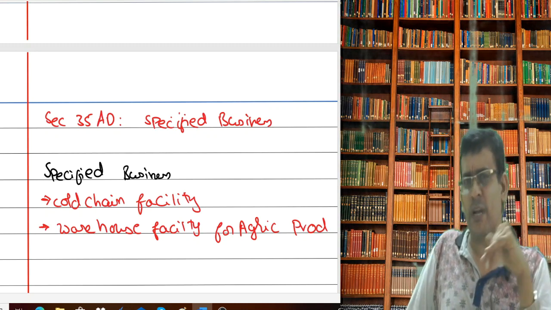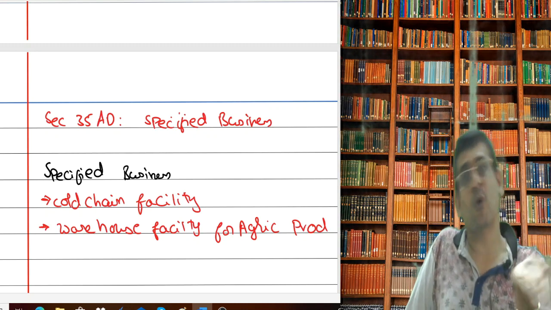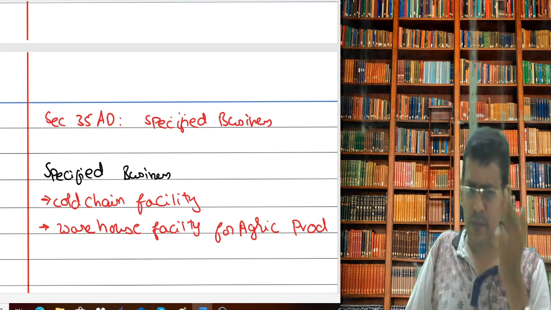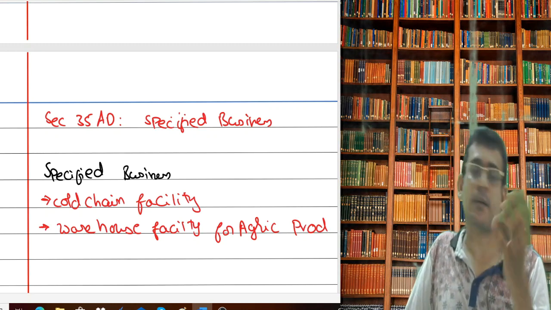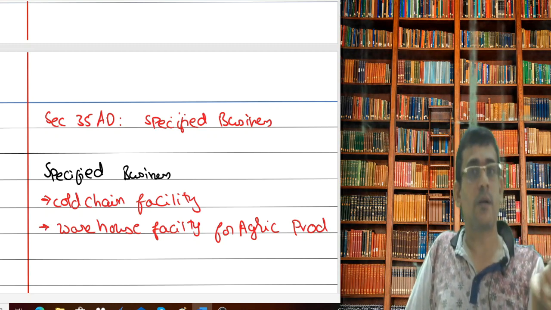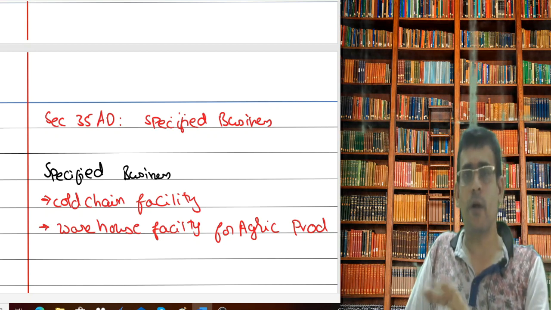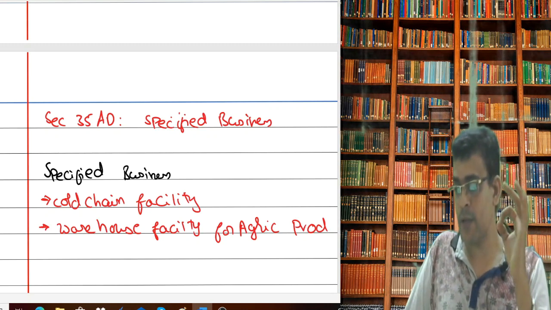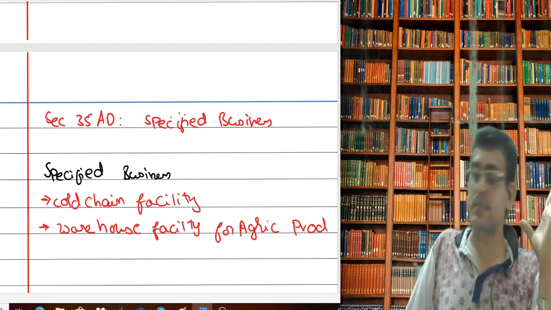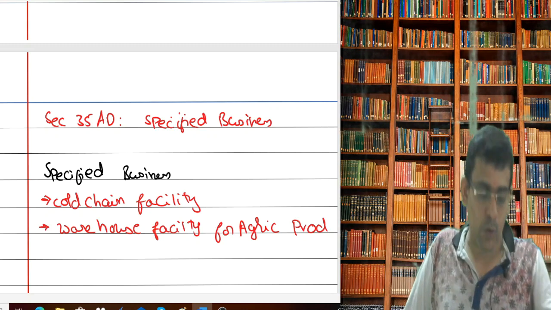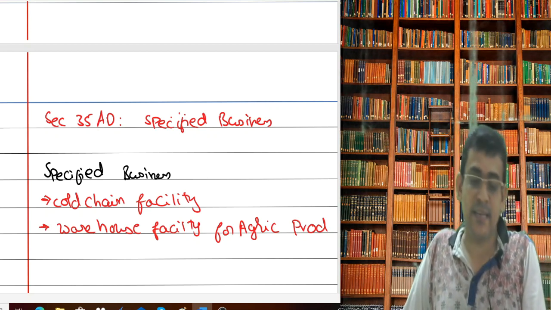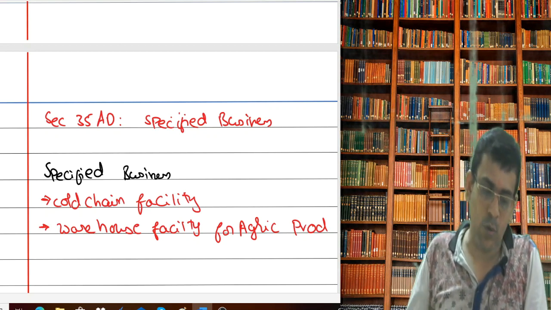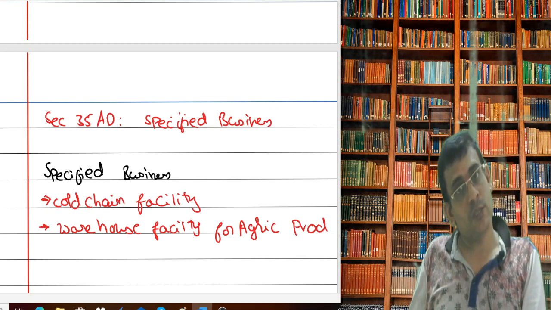So storage of potato chips is different, storage of potatoes is different. Again, storage of groundnuts is different, storage of groundnut oil is different. If the groundnut is converted into oil and you store the oil, that is not covered here. So any person who is engaged in storing of agriculture produce is said to be covered. That is the second type of business which is to be considered a part of your specified business.